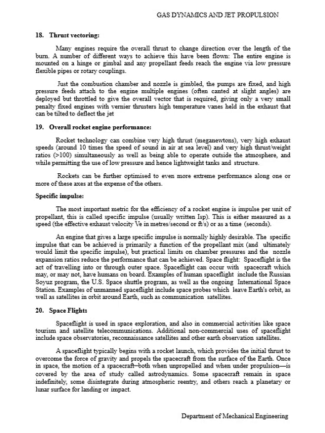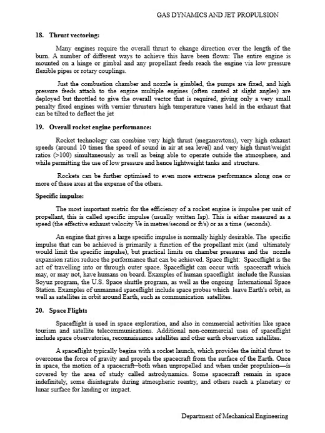Overall rocket engine performance. Rocket technology can combine very high thrust, very high exhaust speed, around 10 times the speed of sound in air at sea level, and a very high thrust to weight ratio greater than 100, simultaneously, as well as being able to operate outside the atmosphere and while permitting the use of low pressure and hence lightweight tanks and structure. Rockets can be further optimized to even more extreme performance along one or more of these axes at the expense of the others.